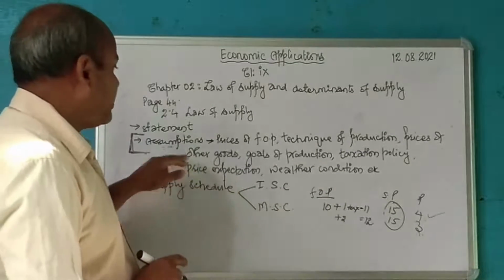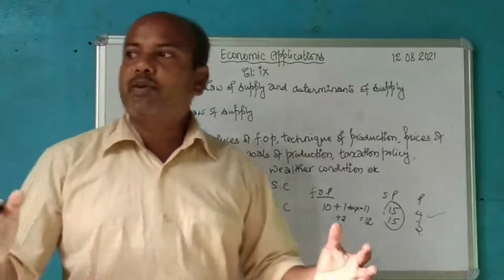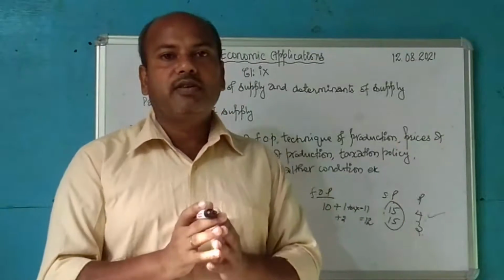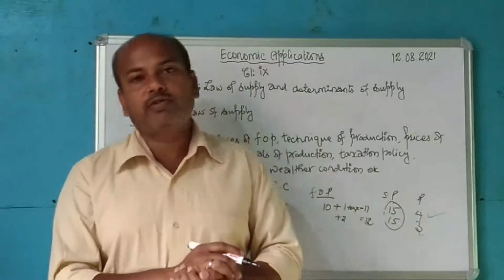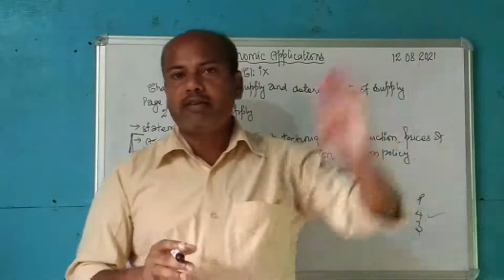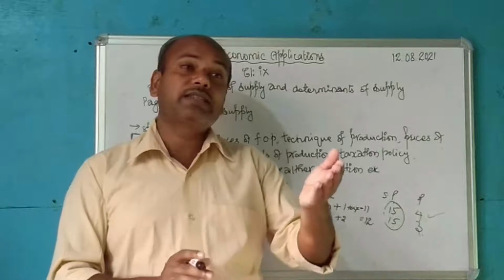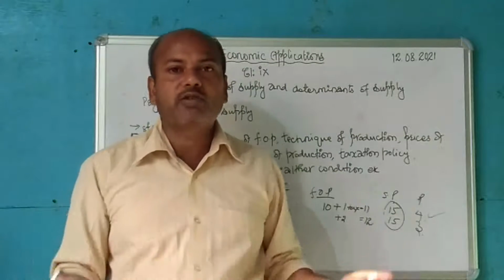And the last factor is weather condition. Weather condition means if the weather is good and the production is high, then he will have a problem in storage. So he will like to supply, irrespective of the price. The price need not increase, but he will increase the supply because you cannot store them.